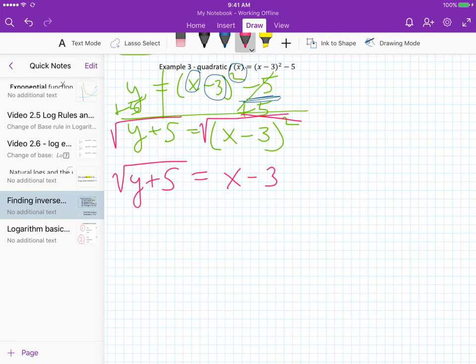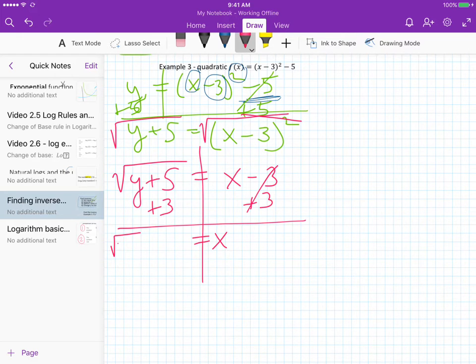I don't know what that is, so I'm going to leave it. All I have to do now to solve is add 3. Now I've got x equals the square root of y plus 5, and then plus 3 on the outside of the radical.